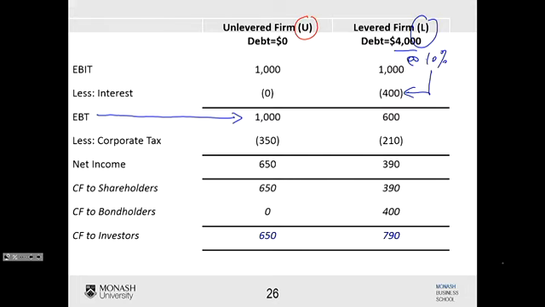Corporate tax is 35%, same in the US and Australia. You have to pay 350 on the 1,000, and you only pay 210 on the 600. Net income is 650 for the unlevered firm and 390 for the levered firm. How much goes to the shareholder? Assume the same assumption: all the revenue is paid as dividend to the shareholder. Therefore, the shareholder of the unlevered firm gets 650. The shareholder of the levered firm gets 390.